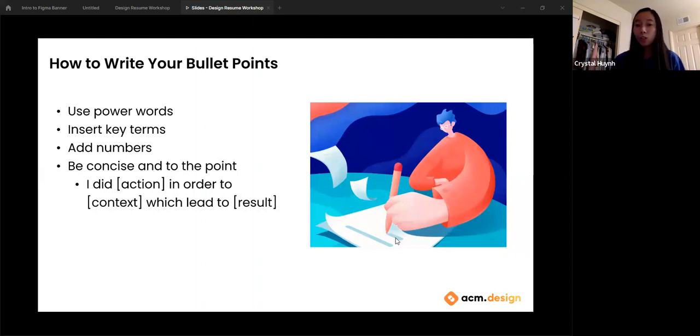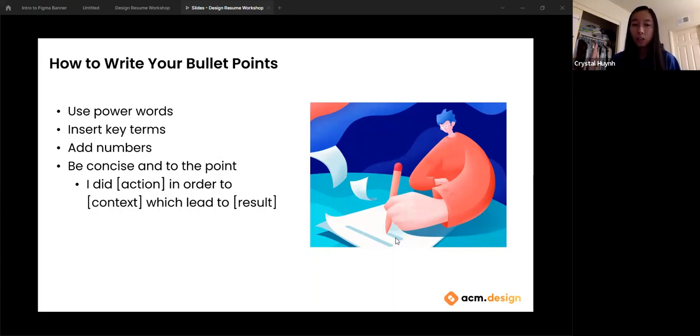You can also include numbers quantifying how much work you did. Like, I created 10 frames, or I interviewed 20 users. I would just caution against putting emphasis on those numbers, because it doesn't matter really to a recruiter how many people you interviewed or how much you designed, as much as the effects of the work that you did. But it always helps to add numbers into your resume.